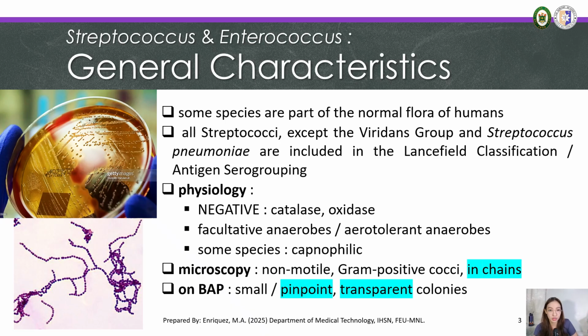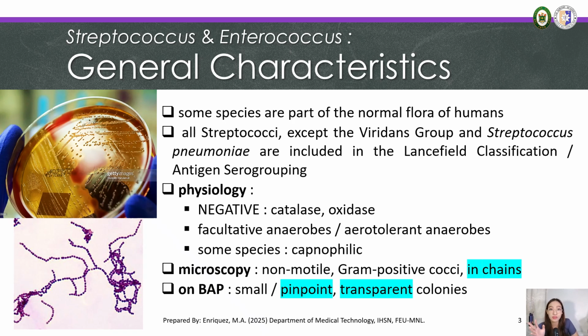Let's begin with their general characteristics. Some species, well, actually, a lot of them are part of the normal flora of humans. Most members of the genera Streptococcus and Enterococcus may behave like facultative anaerobes, but they're actually aerotolerant anaerobes.